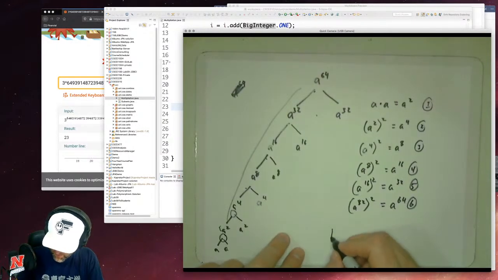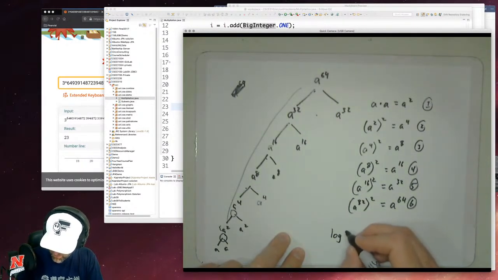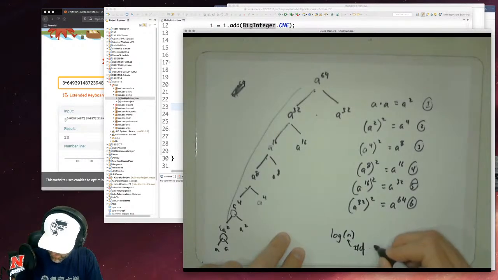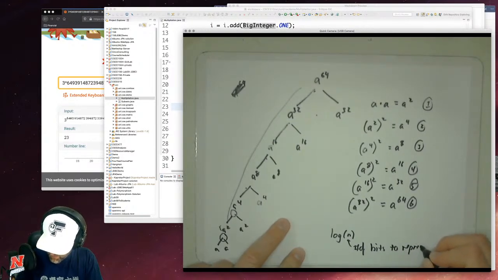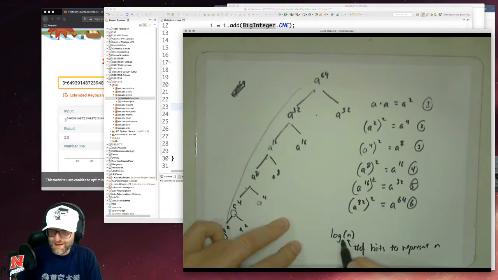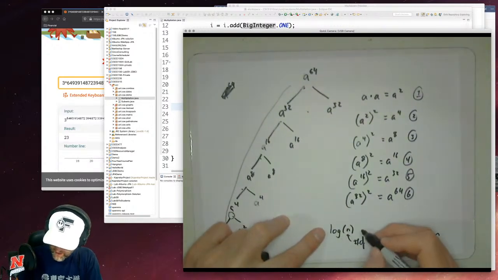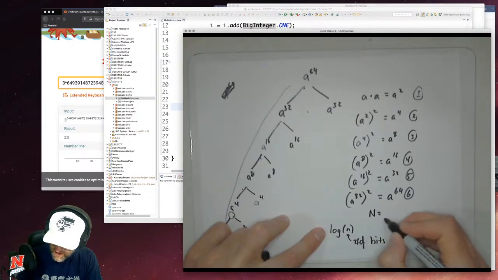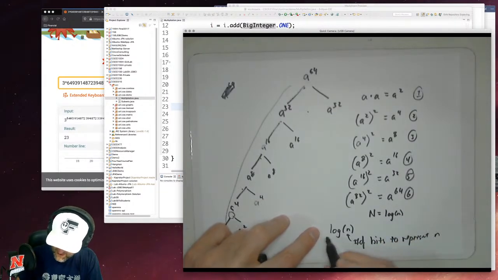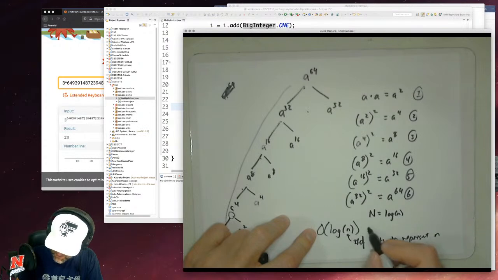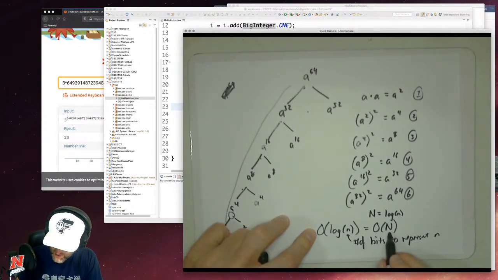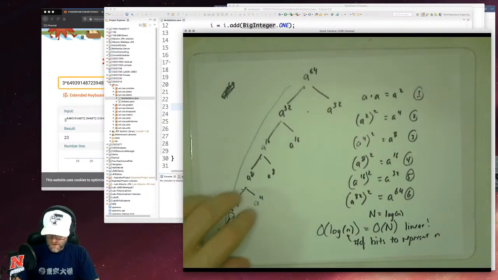In other words, log of n, where n is the number of bits to represent n. Now this is linear. No, linear, that's log, right? But remember that the input size is log n. So if I say that something is order log n and that's my input size, that's saying it's order log n, big N here. That's my actual input size, and that's why it's linear. Okay? That's the idea.